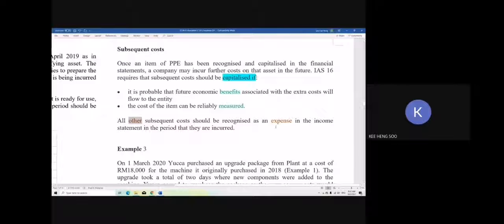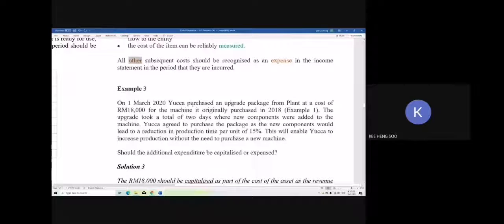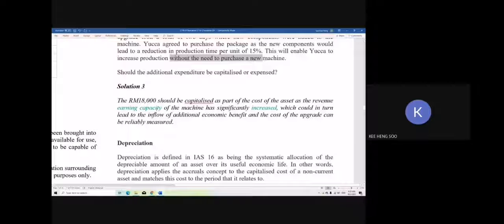So following the example, you have an upgrade package for the plant. It took a total of 2 days when the new component was added. So it leads to a reduction in the production time and you are able to increase the production without the need to purchase a new machine. Can you see that? Without the need to purchase a new machine. So for this item, the earning capacity is already increased. Earning capacity increased, so it can be capitalized. 18,000 should be capitalized because the earning capacity is already increased.